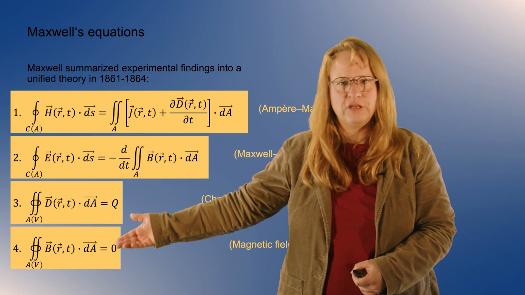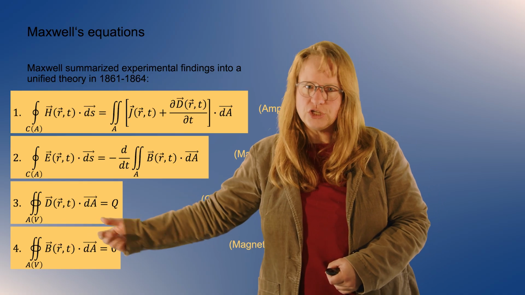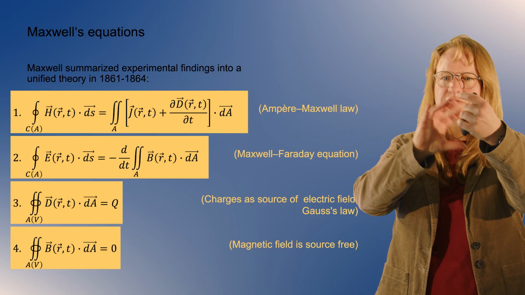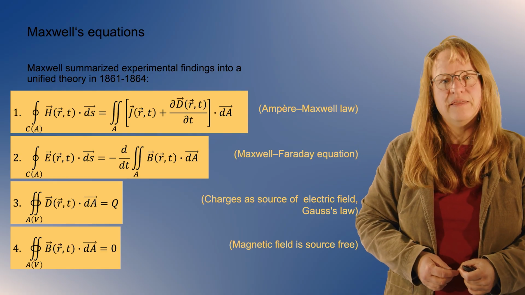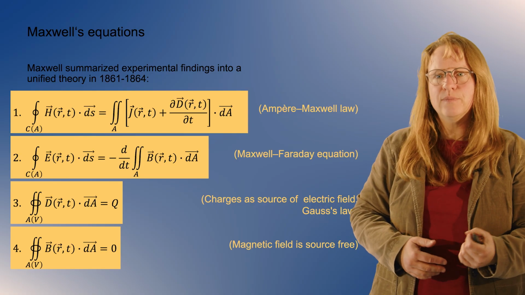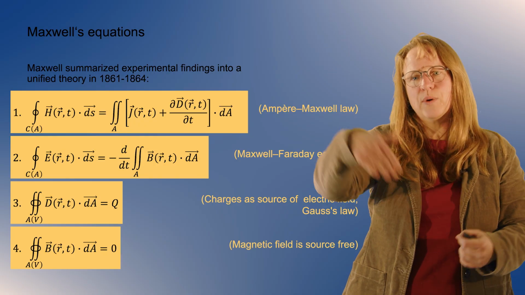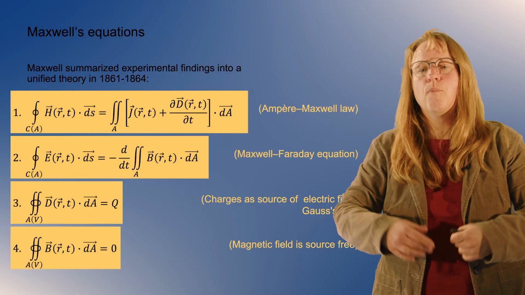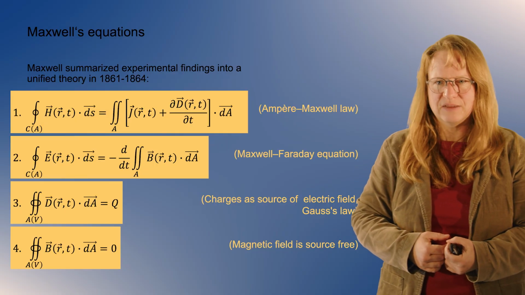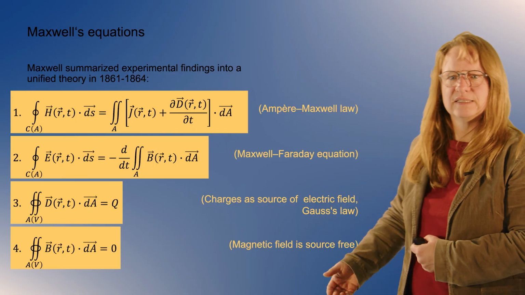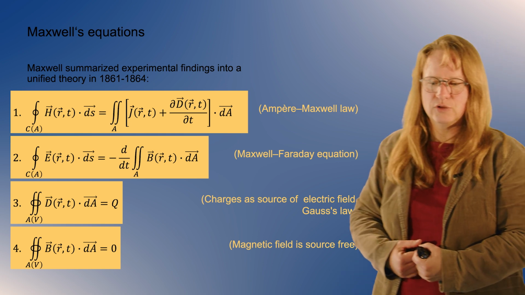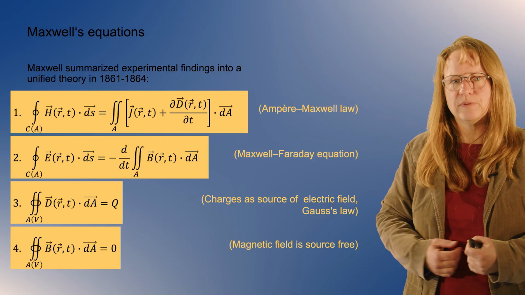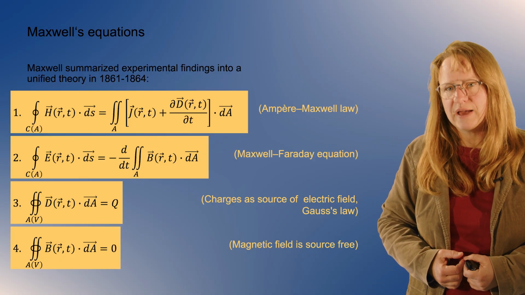That means, for equation 4 here, if you integrate the magnetic field over a complete surface enclosing a volume, then you will find that the same magnetic field is going into the volume as is coming out of the volume. And that means there are no monopole sources of magnetic field. Magnetic field is source-free for the calculation. And these are the 4 Maxwell's equations that Maxwell summarized the experimental findings in.